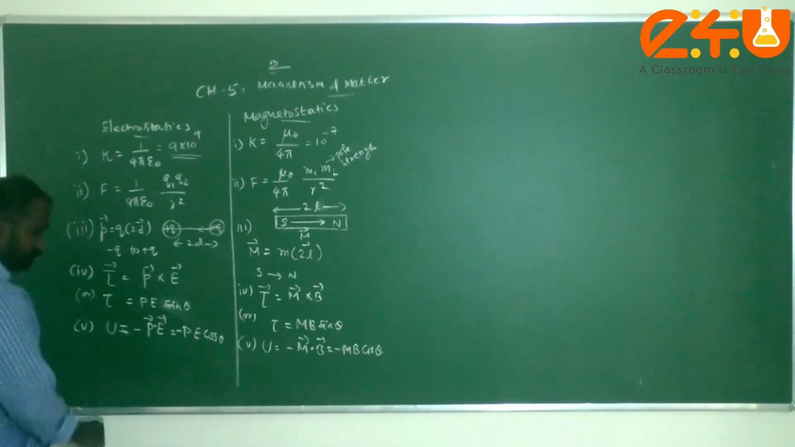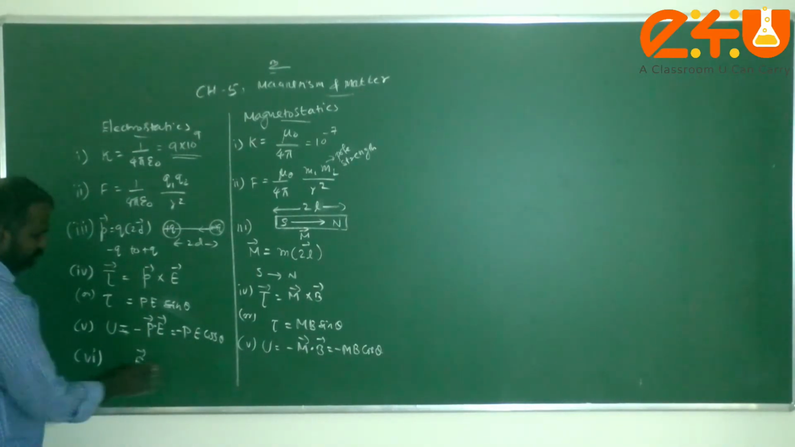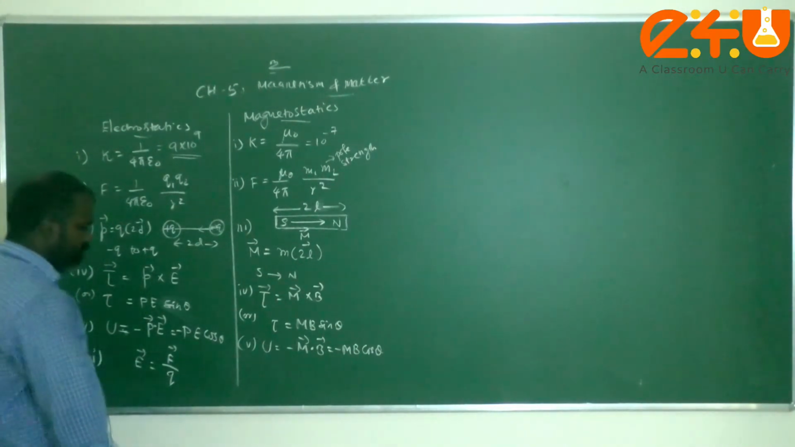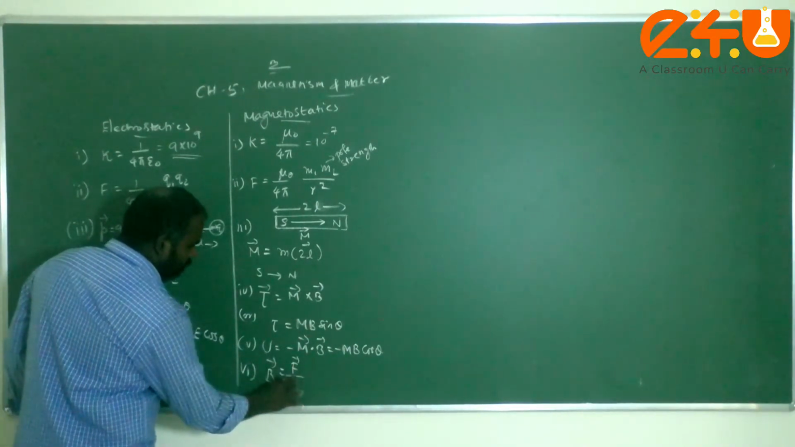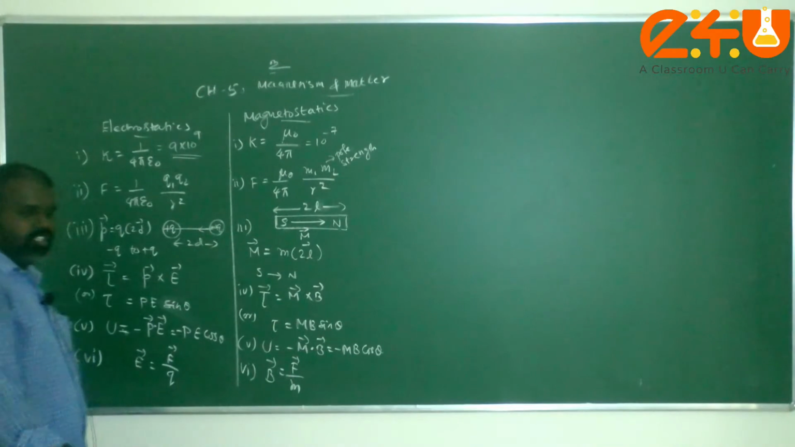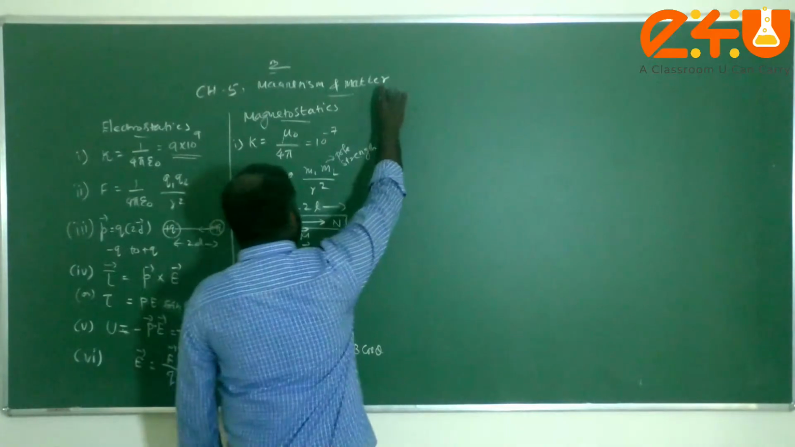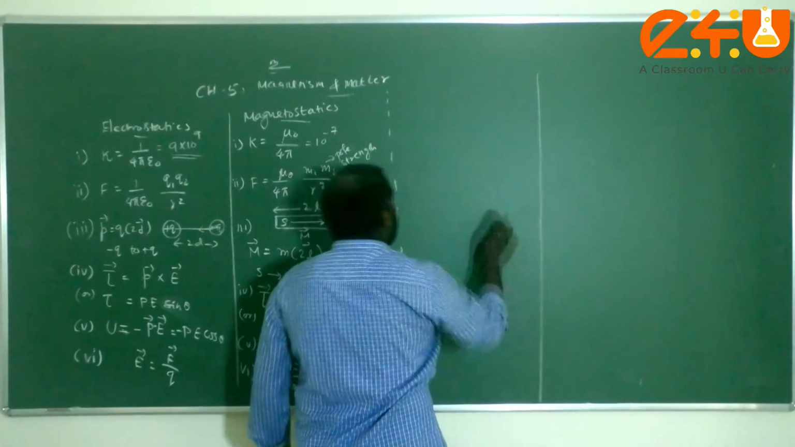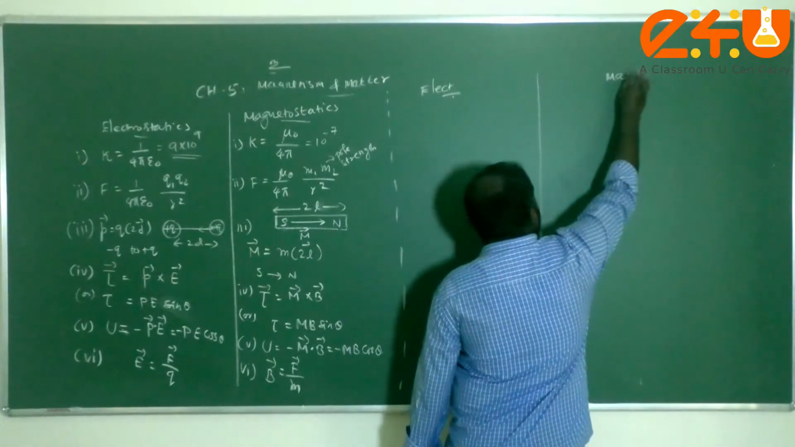The sixth comparison is the electric field, which we define as F by q naught, or simply q. Similarly, the magnetic field B vector is F divided by M, where M is the pole strength of the bar magnet. So similarly I can continue the comparison table here, again for electrostatics and magnetostatics.